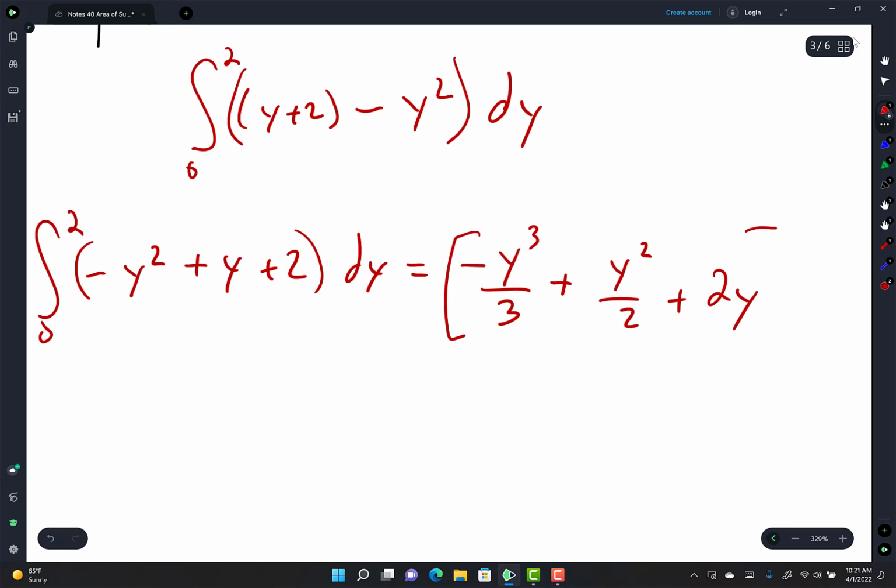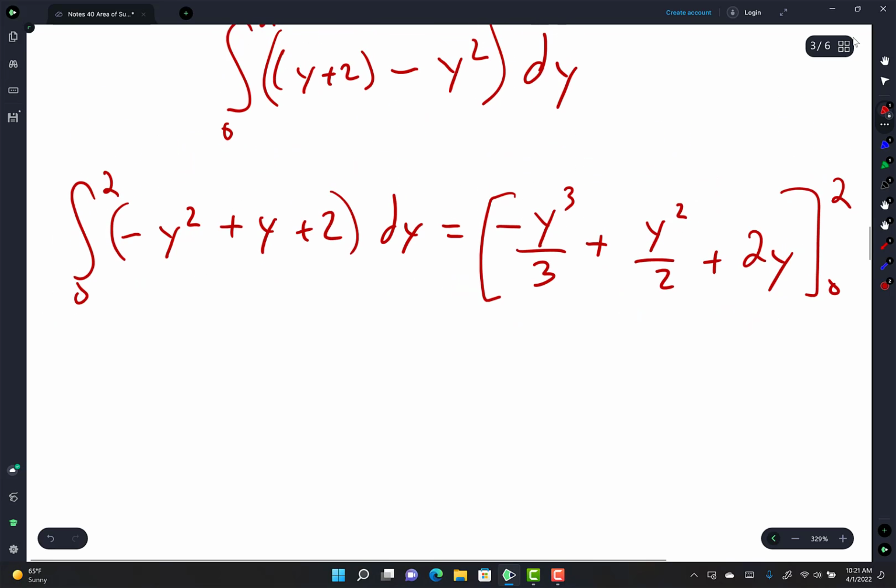And all this is from what to what? Do I have to worry about the 0? Nope. Unless you had an exponential function, but nope.